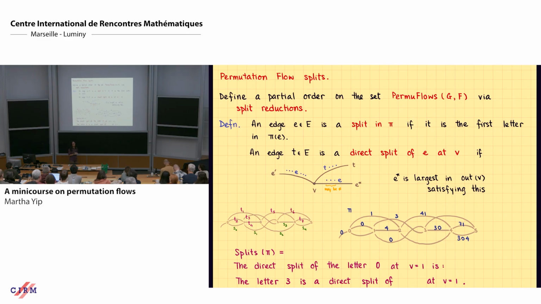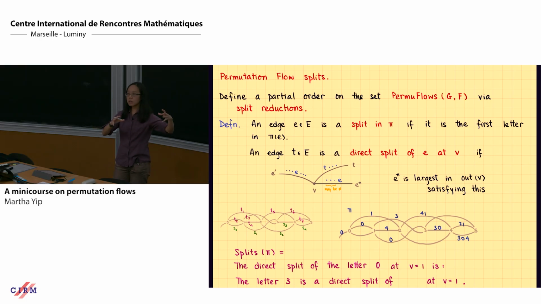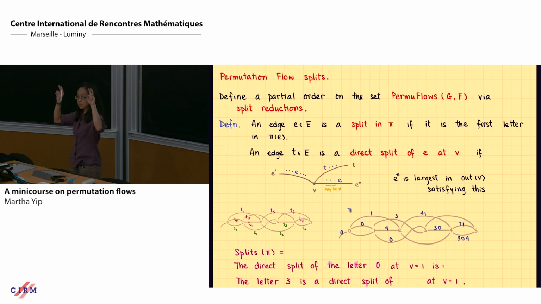Right, so what's coming? I've been trying to hint at what's coming. These permutation flows are supposed to be encoding cliques. So for cliques, they are ordered by containment. I also want to be able to define some containment order for permutation flows. And this comes from the concept of a split reduction.